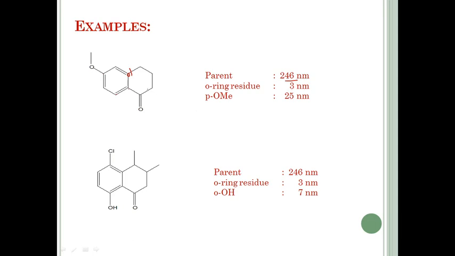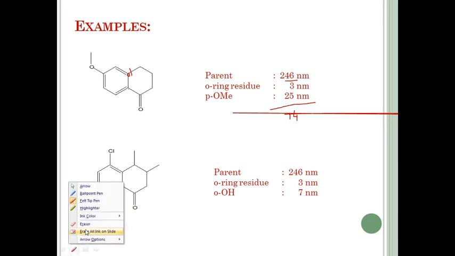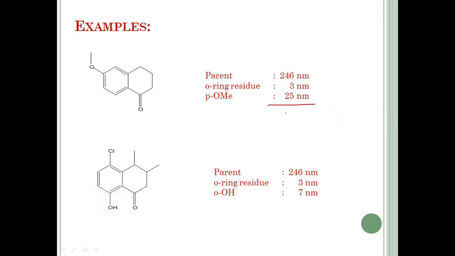Next, there is no group situated at meta position. Come to para. Here the para position has OMe, that is methoxy. So at para position you have a methoxy substituent, and have to provide 25 nanometer increment. So finally, on adding, you will get a total of 274 nanometer. This is the lambda max calculated for the given compound.